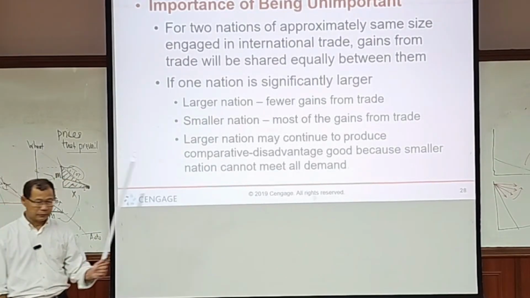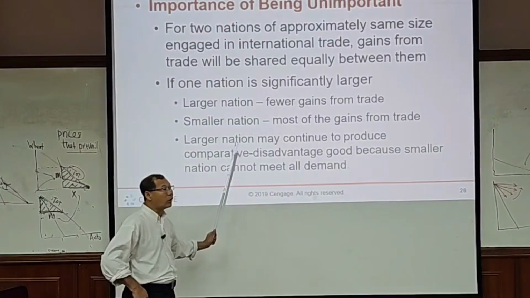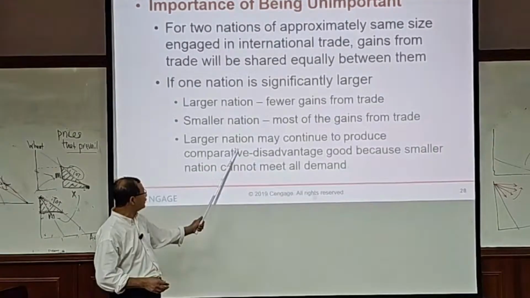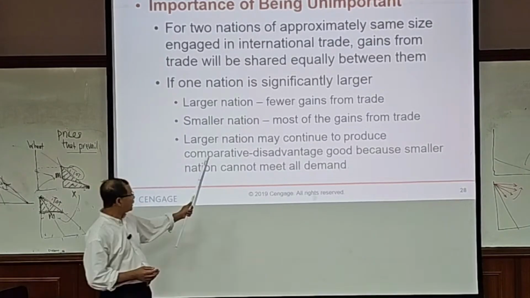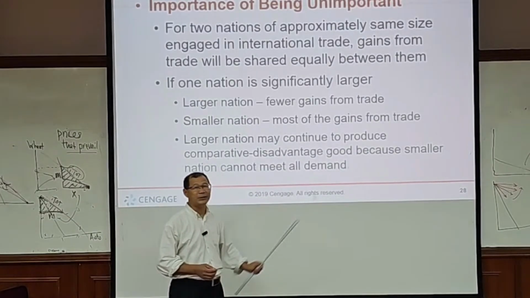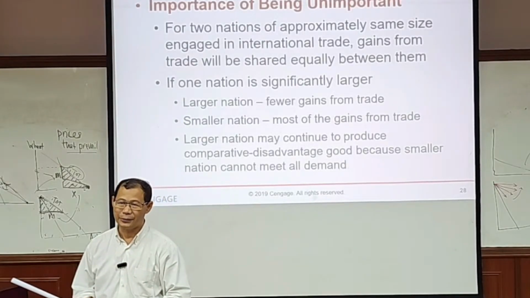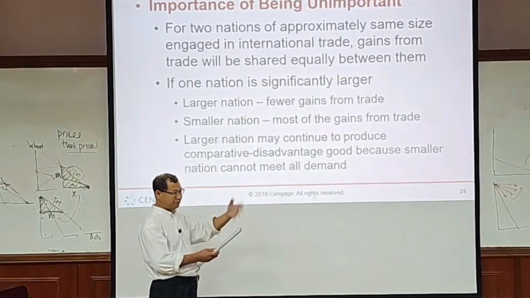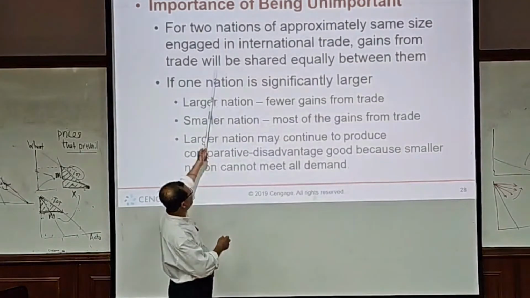So let me clarify this. The larger nation will continue to produce comparatively disadvantaged goods because the small nation cannot produce that. The size is too small to meet the demand. This is the normal one, this is not normal.